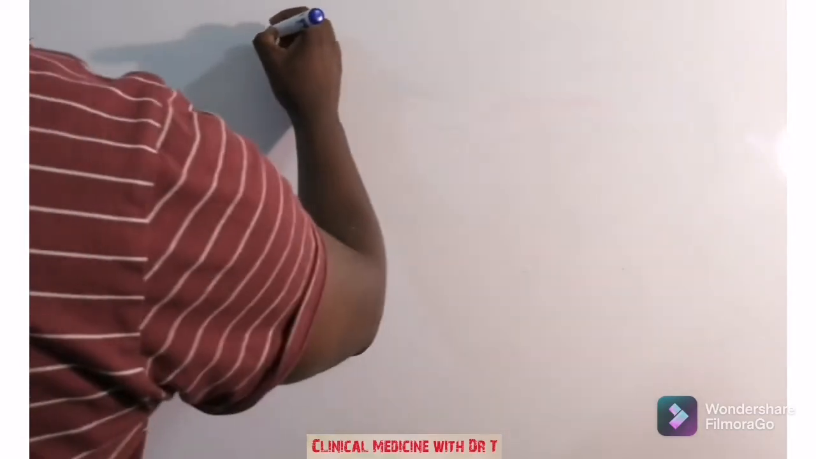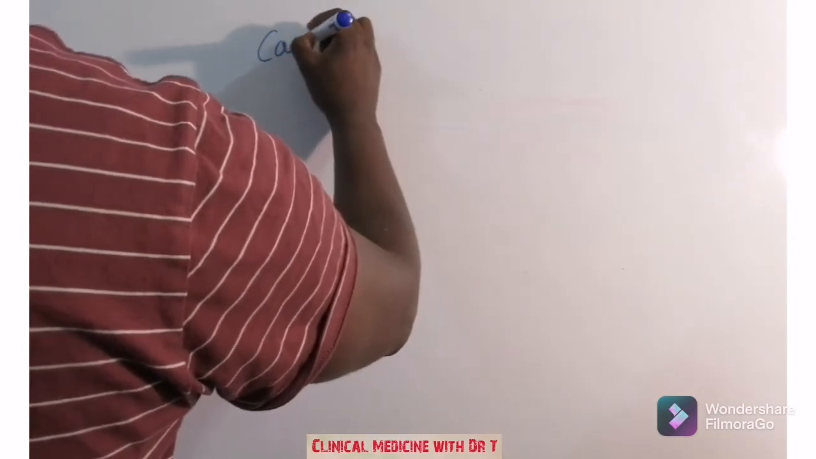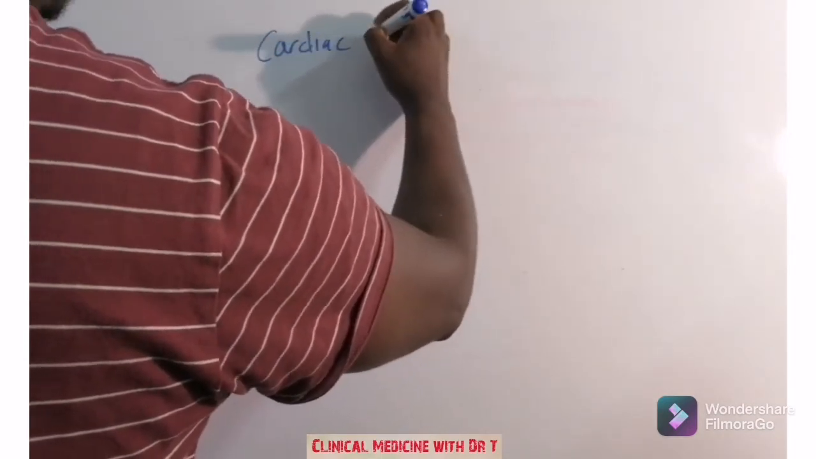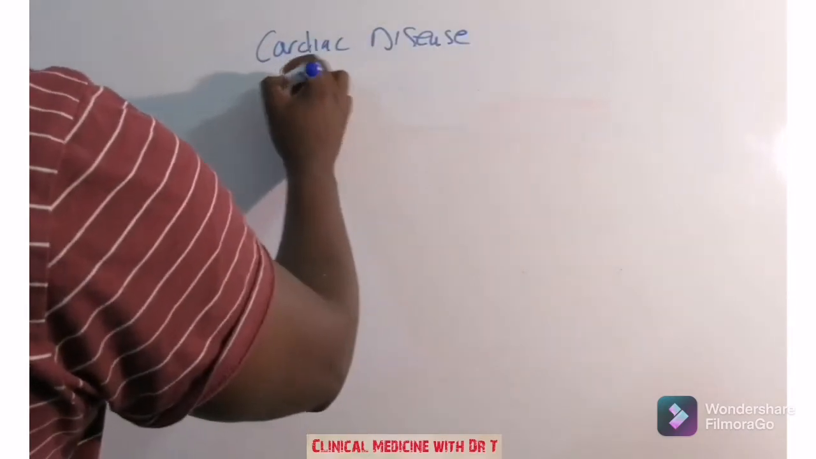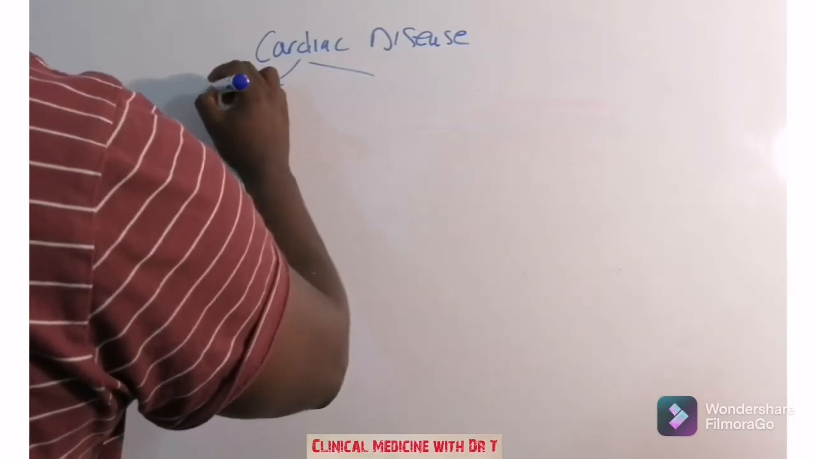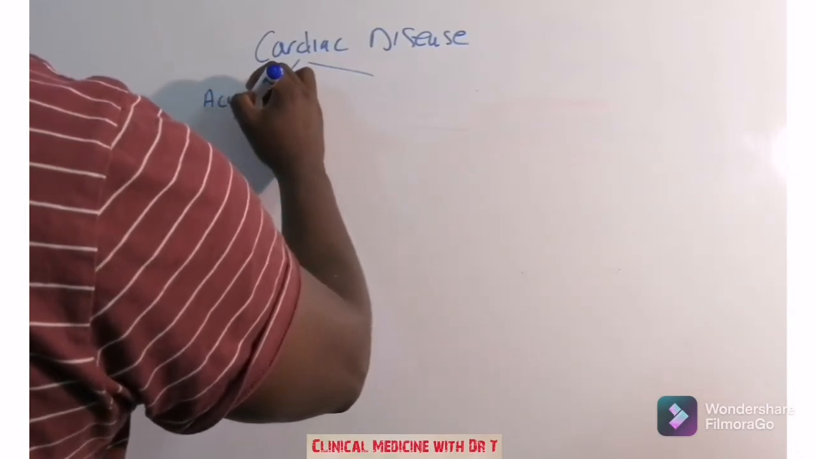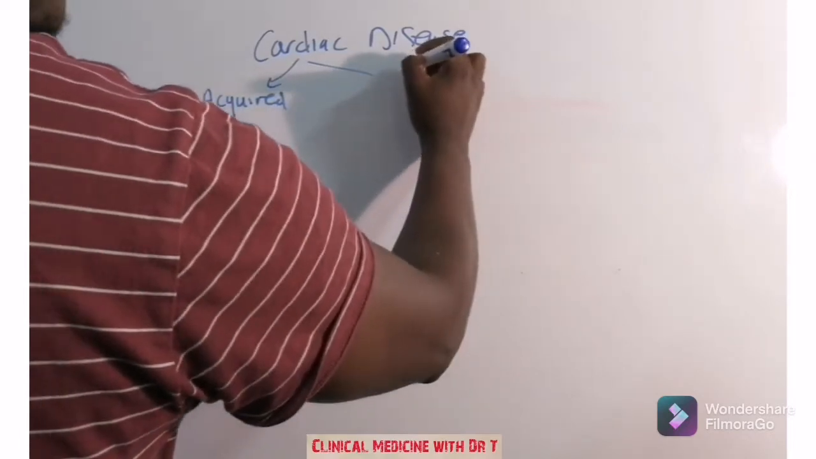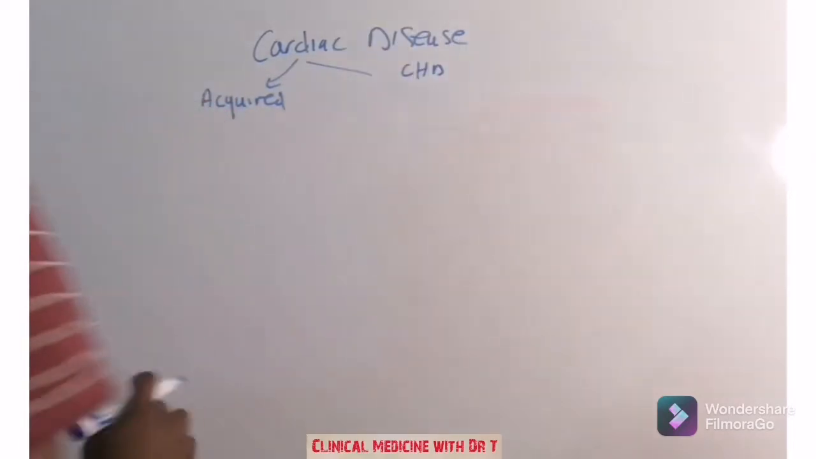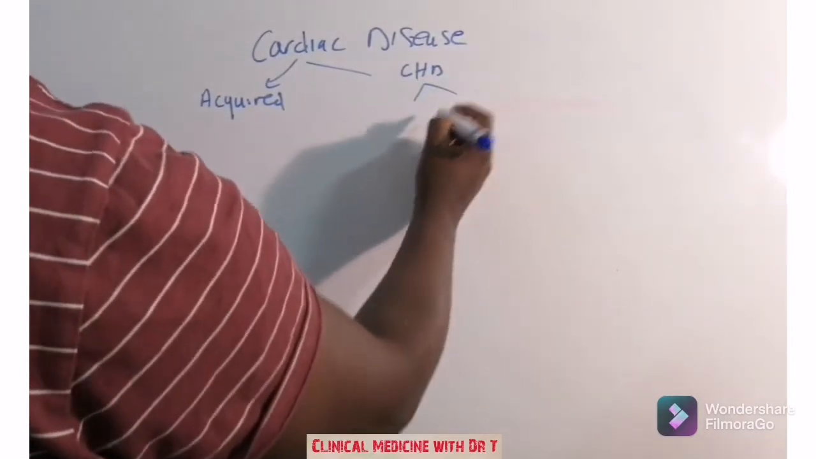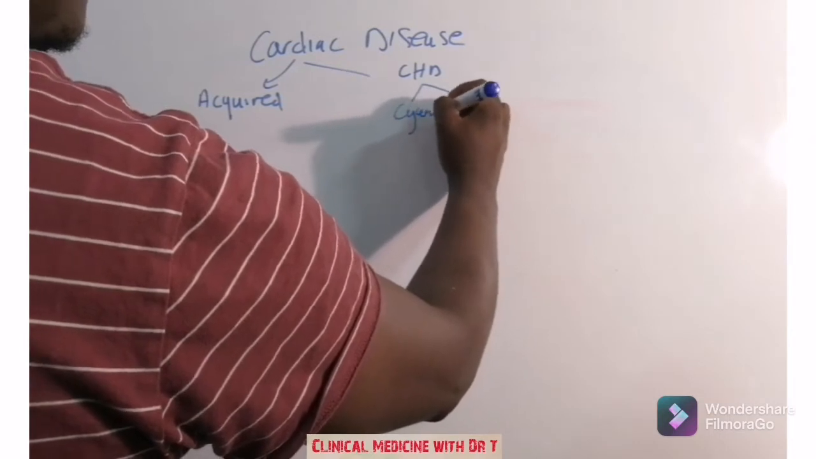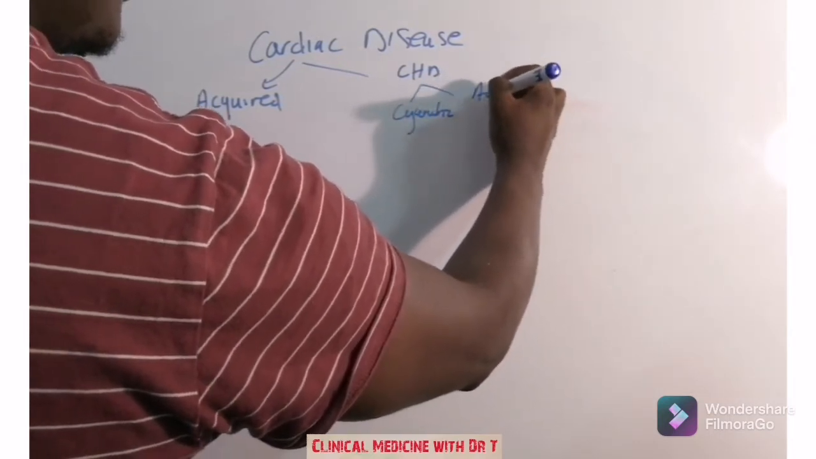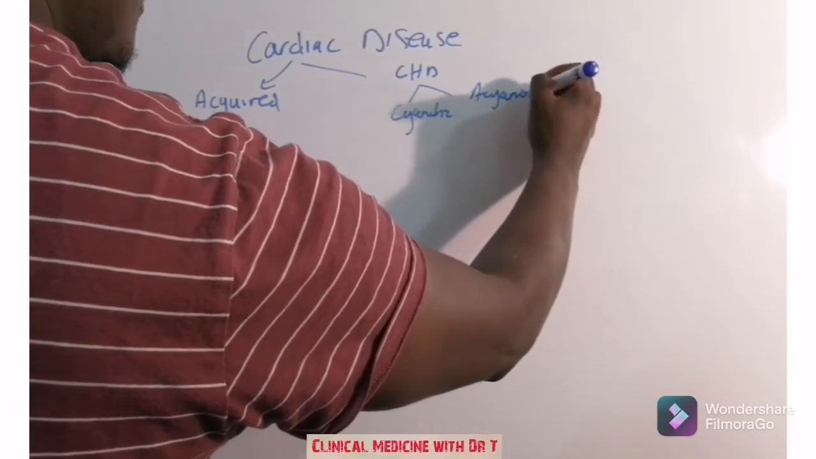So we've been saying that we have cardiac diseases, and we have acquired, and we have got congenital heart disease. And we did say that we've got two types there, cyanotic and acyanotic.